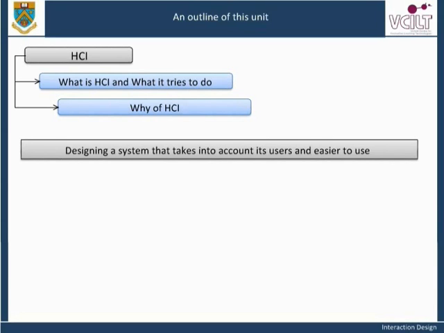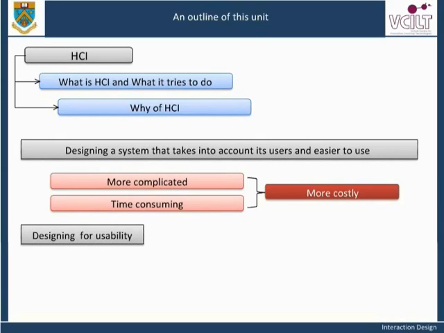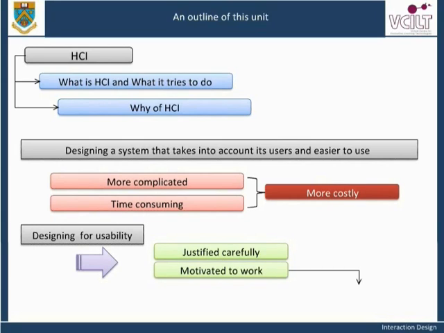Designing a system that takes into account its users and is easier to use is always going to be more complicated, time-consuming, and therefore more costly than designing a system that does not. Designing for usability needs, therefore, to be justified carefully, and, assuming that it's justified, designers need to be motivated to work in a way that ensures usability. We will look at justifications from 4 perspectives.